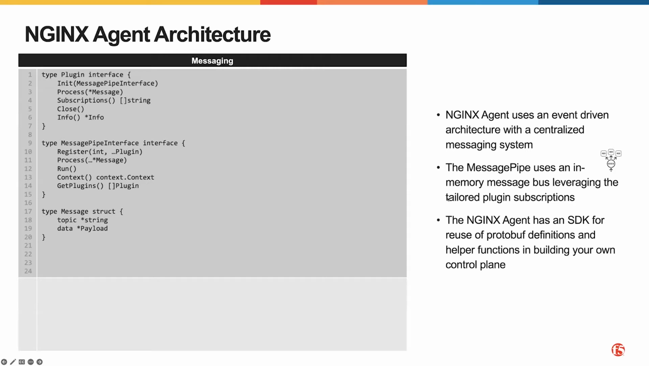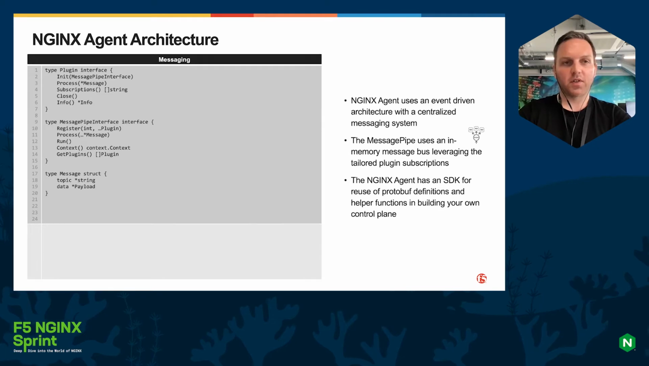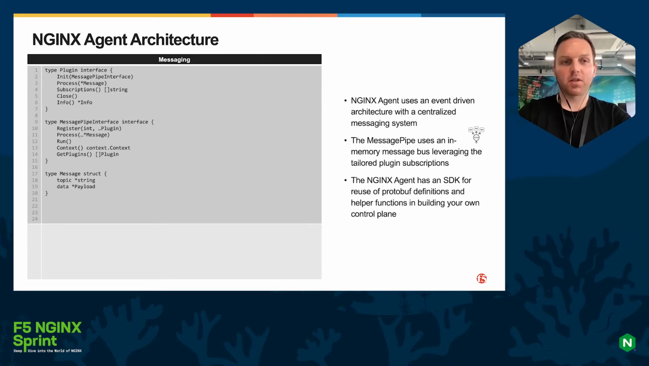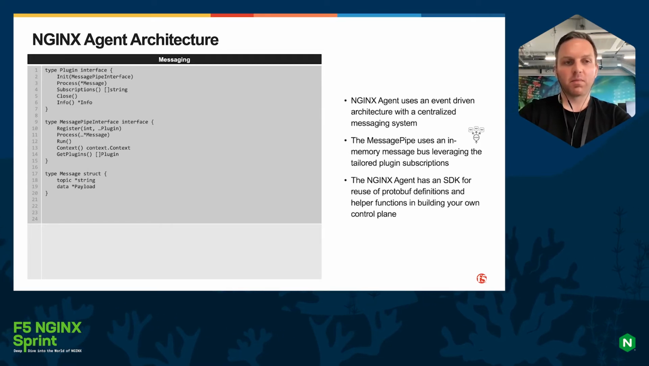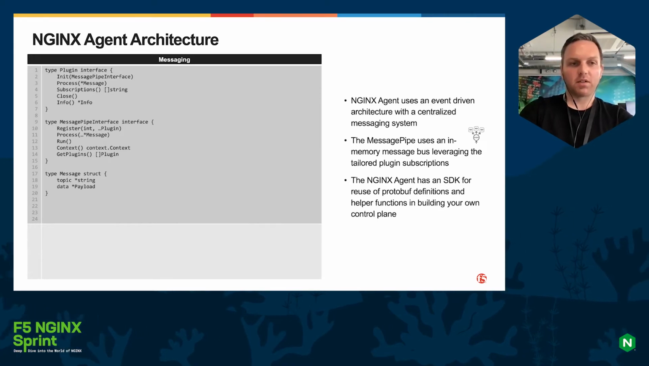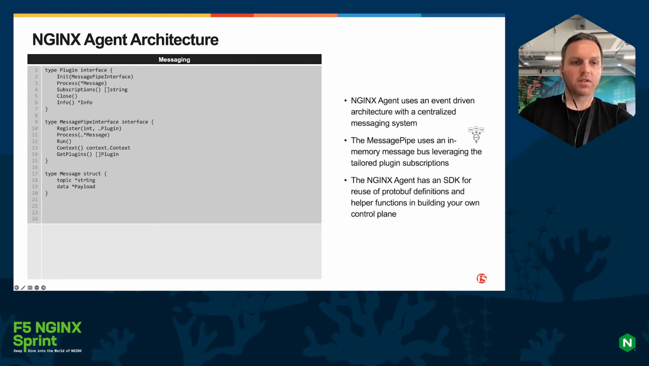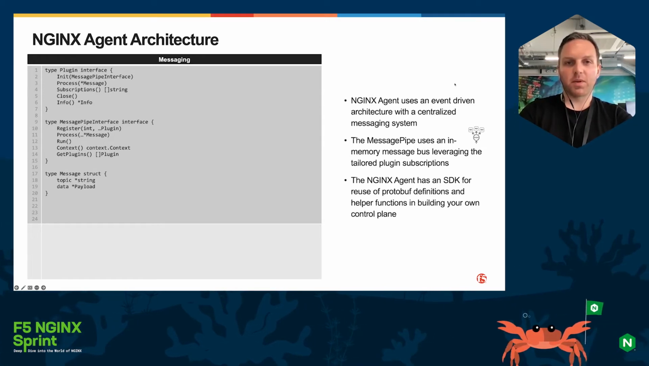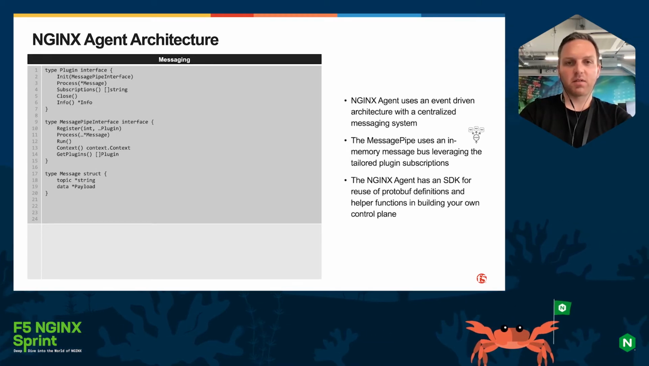So this is the overview of the NGINX agent architecture. It's very simple. It provides a set of plugins, realizing this interface using a message bus. The message pipe is the wrapper around the message bus, and then it's an in-memory messaging system, and each plugin realizes the topics it wants to subscribe to. So it follows the interface for initialization and processing messages, and the messaging pipe registers those plugins and delegates the information between them. An example of the messaging may be like the message struct here, with a particular topic and an optional data payload. So it's an event-driven architecture with a centralized messaging system. The message pipe uses the in-memory message bus and leverages the tailored plugin subscriptions.